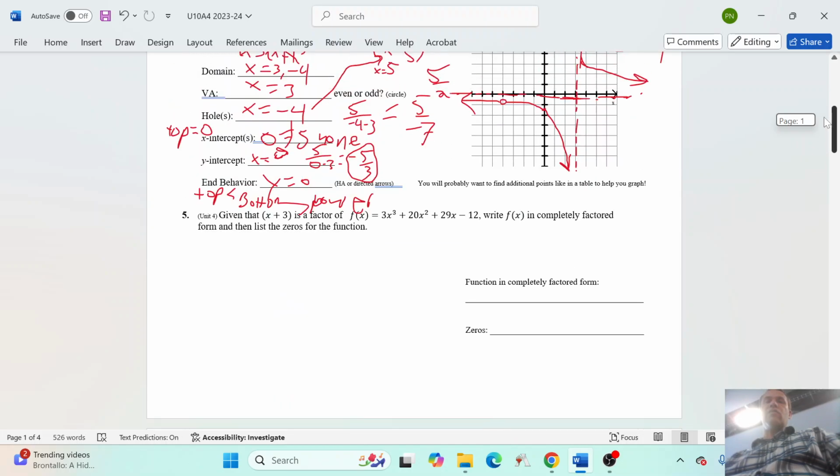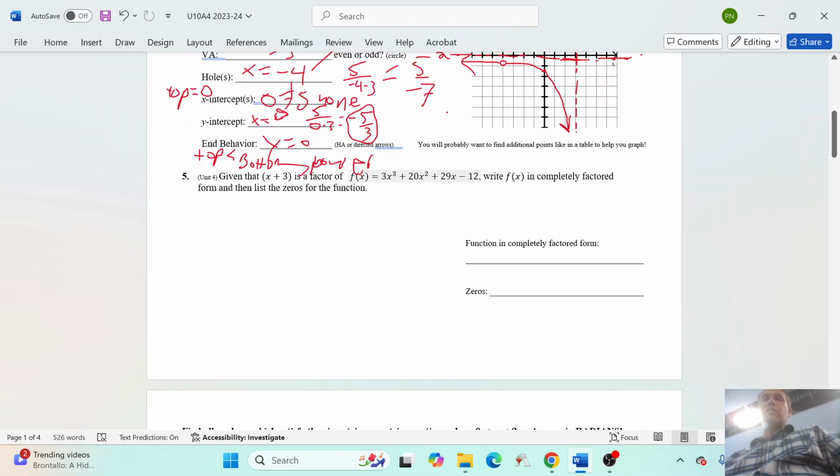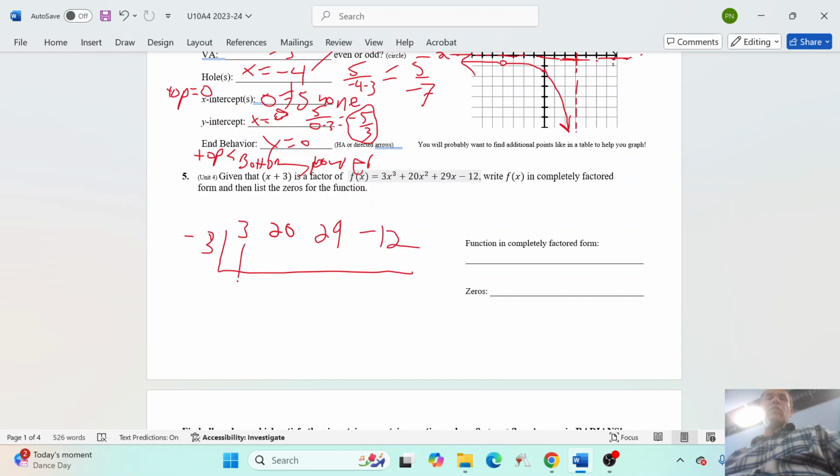Okay, so then doing some odds here. Given that x plus 3 is a factor, write in complete factor form, and list all the zeros. So that one is going to be doing synthetic division, if you remember how to do that. I already reviewed that in a previous video. So remember it's a negative 3, and then you bring down each of those numbers: 3, 20, 29, negative 12. And you bring down the 3.